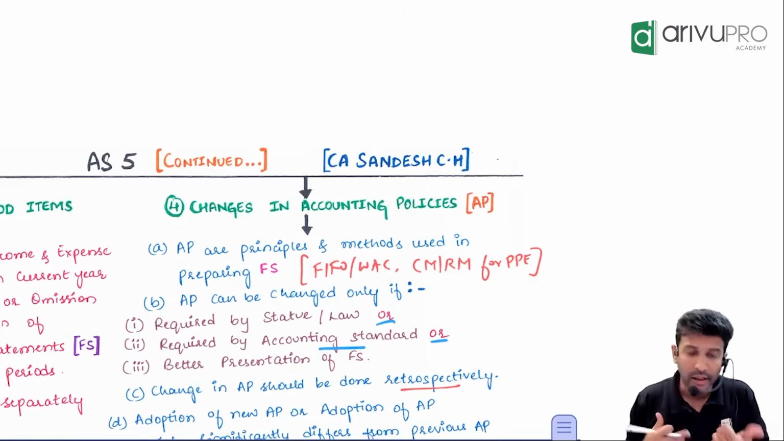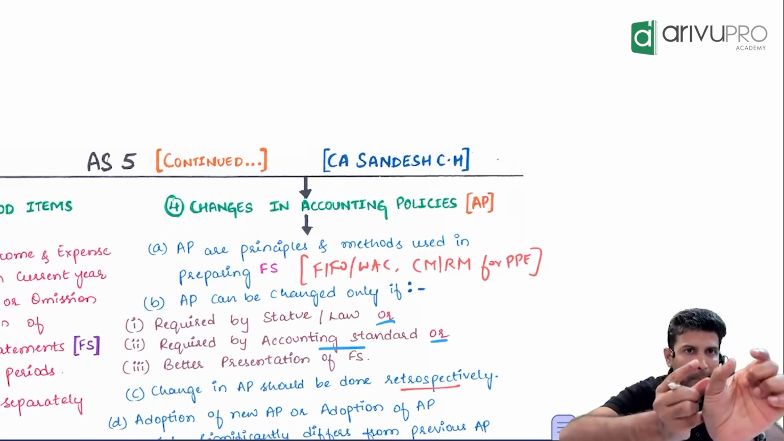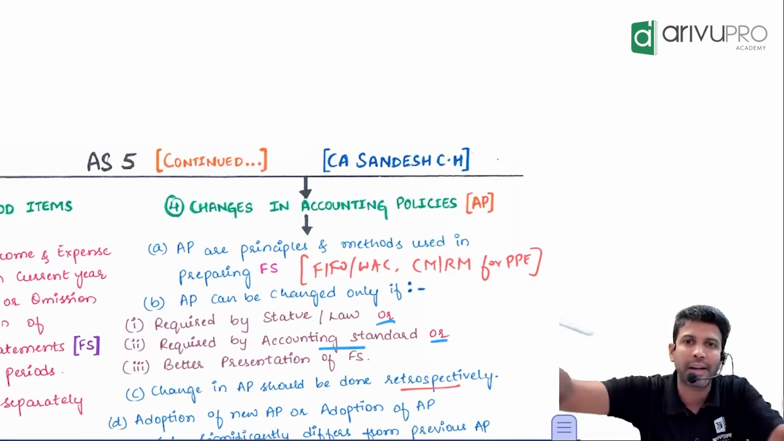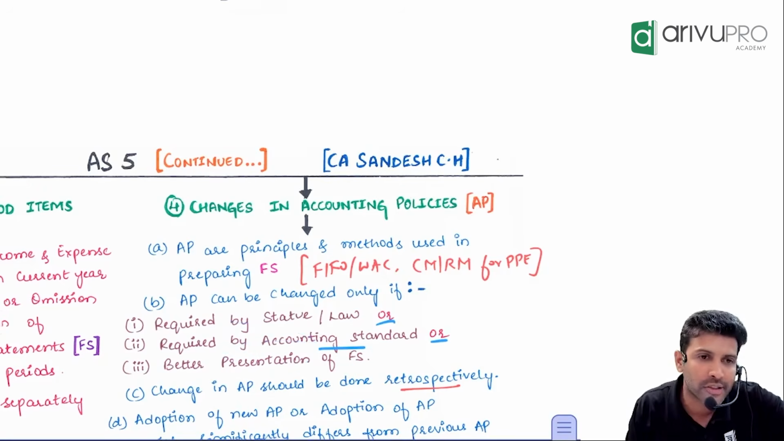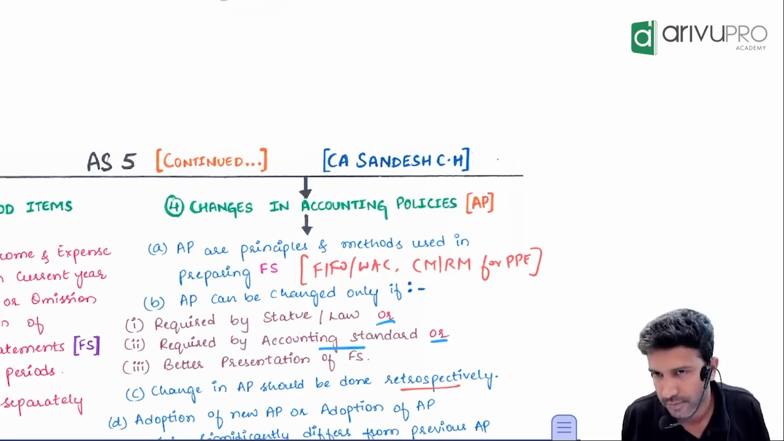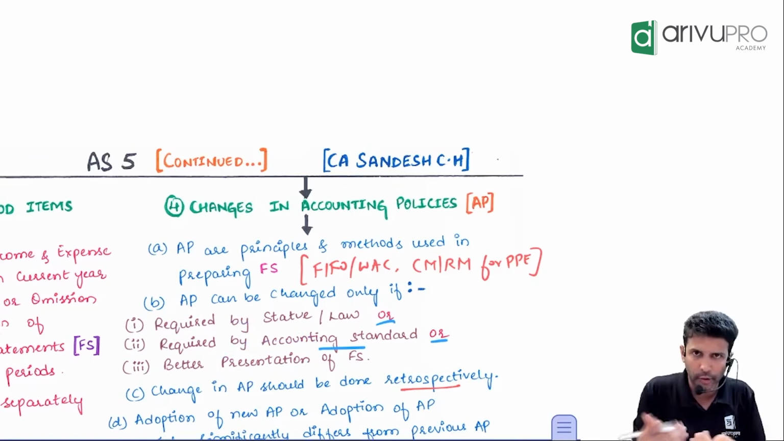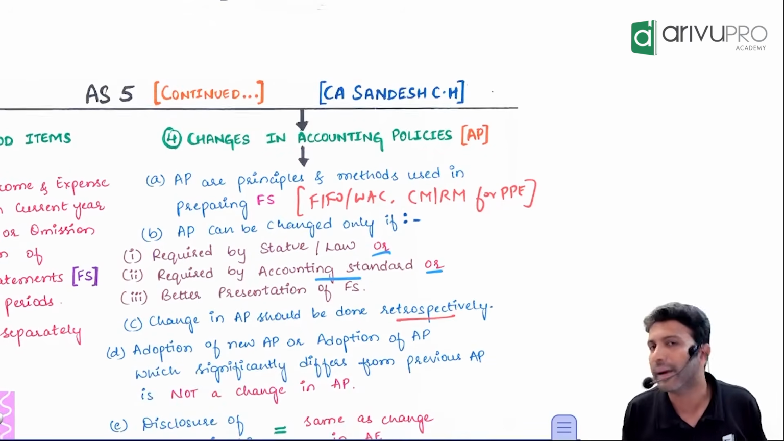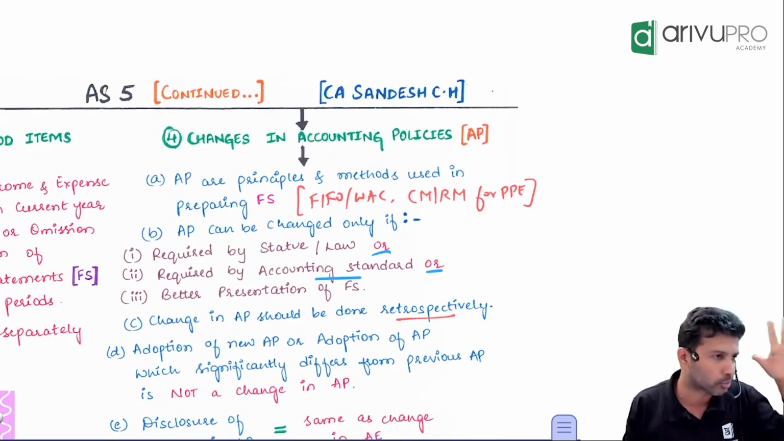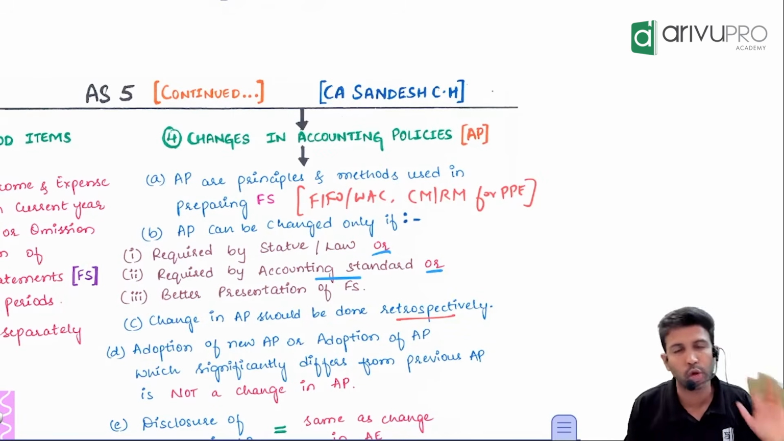Now, I feel if I change my policy from cost model to revaluation model, I can compare my financial statements with my competitors' financial statements better. Does it lead to a better presentation of financial statements? Then you can change. Those are some examples of better presentation. These are subjective. If you can convince the auditor that changing the accounting policy will lead to a better presentation of financial statements, you can do so. These are one of the three conditions that should come in for you to change your accounting policies. Otherwise, it should not be changed.